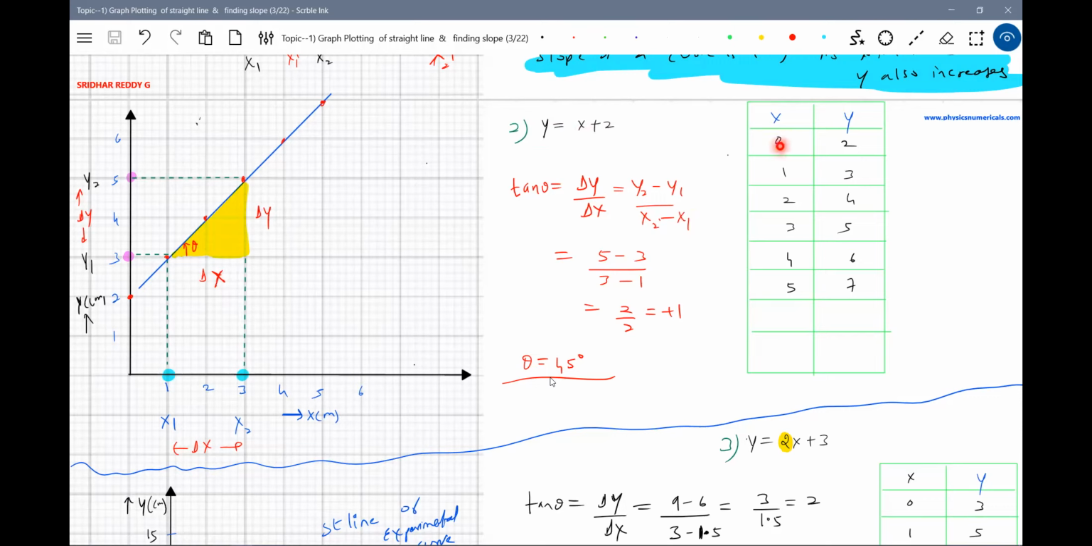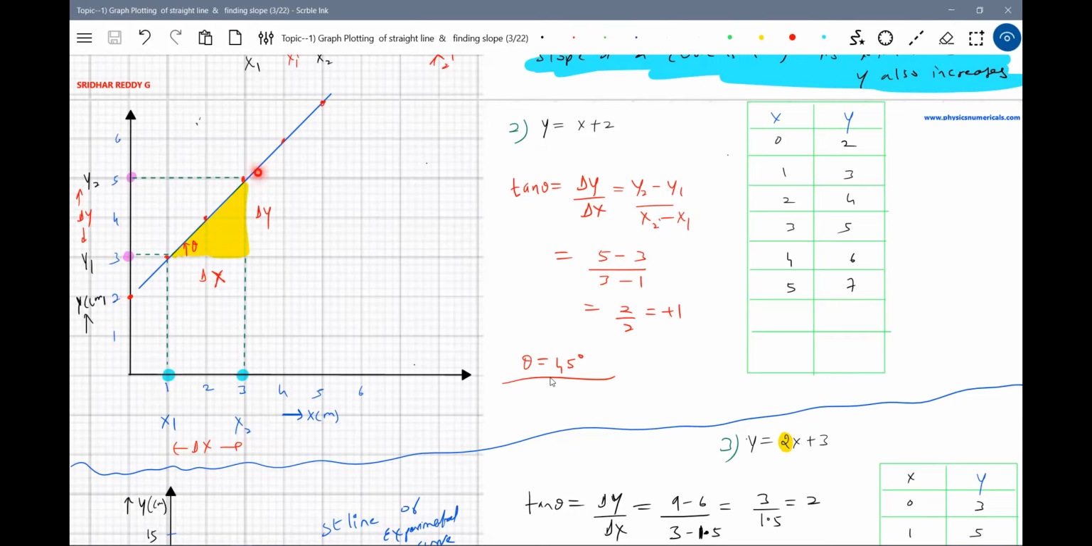I start from x equal to 0, 1, 2, 3, 4, 5, and get the corresponding values of y. Put x equal to 0, y will be 2. Put x equal to 1, y will be 3. x equal to 2, y will be 4. x equal to 3, y will be 5. Look at the tabular column for x, 0 to 5, and for y: the lowest is 2 and the maximum is 7. We'll let 1 unit equal 1 centimeter, for both the x and y axes.